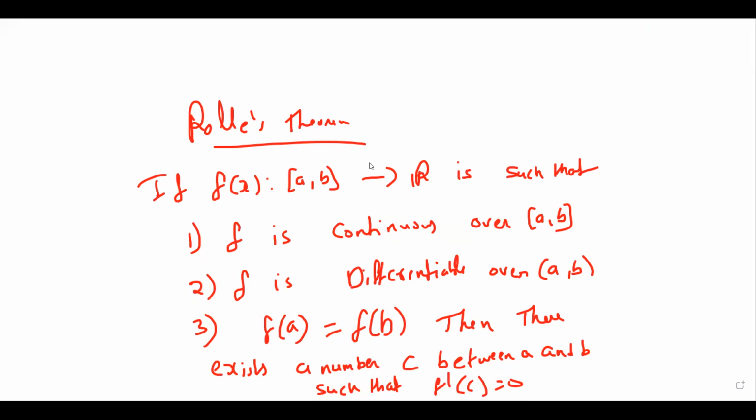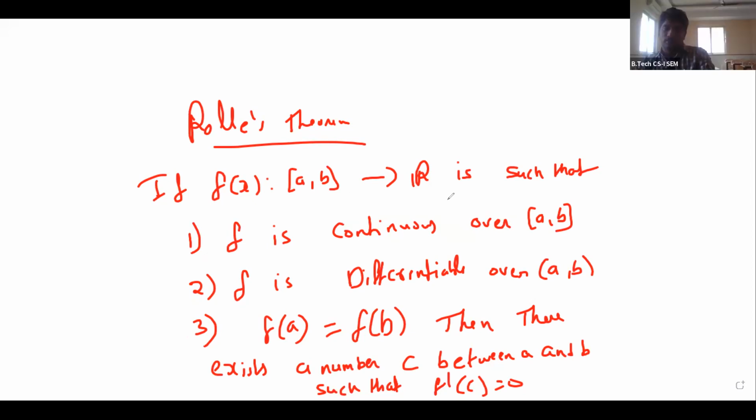Copied, sir. Okay, see, if f of x is such that f is continuous, f is differentiable, and f of A is equal to f of B, then there exists a number C between A and B such that f dash C is equal to 0. The meaning, see, I forgot to mention one condition. So I am again rewinding it. Be careful.